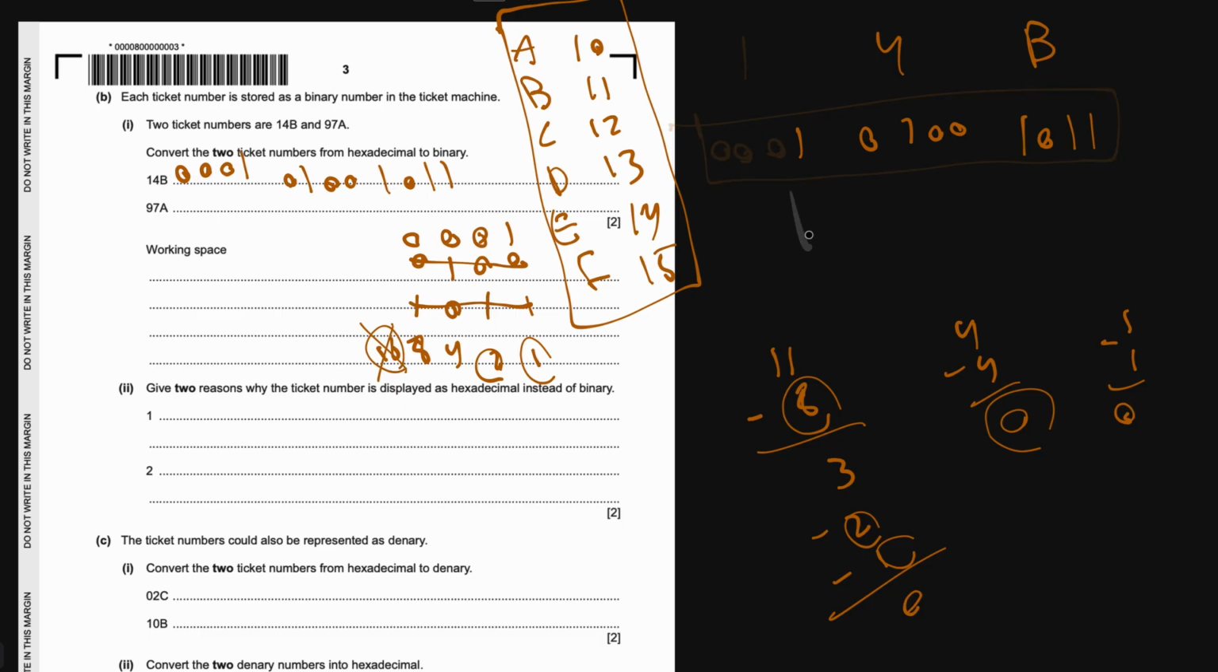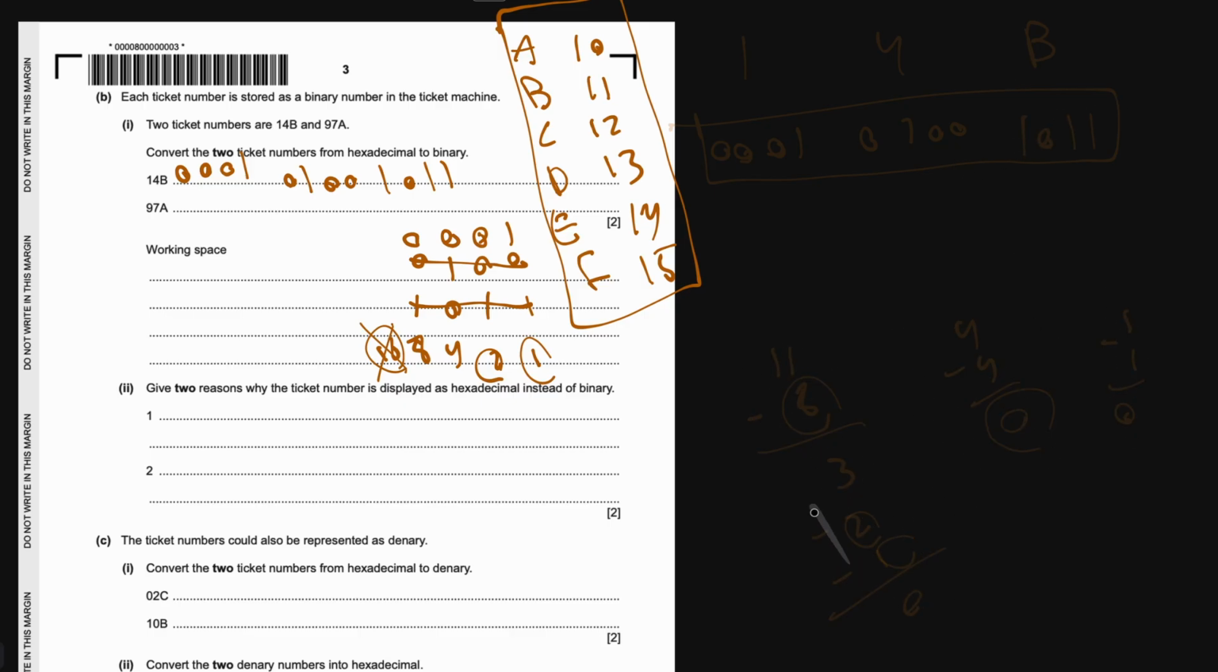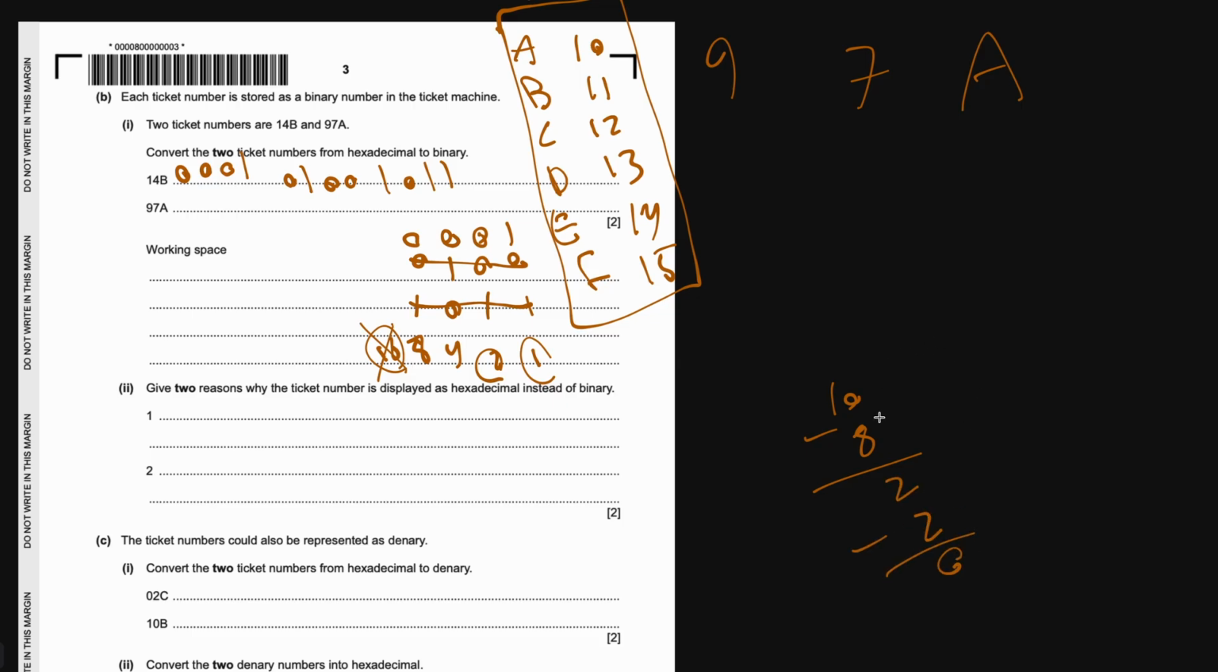Now let's leave the key and go over to the second number. So 9, 7, A, right? We plot each one individually. 9, 7, and A. A is 10. How do we get 10? Well, we subtract 8, right? So we're left with 2, and then we subtract 2, we're left with 0. So we use the 8 and the 2. So 1, 0, 1, 0.